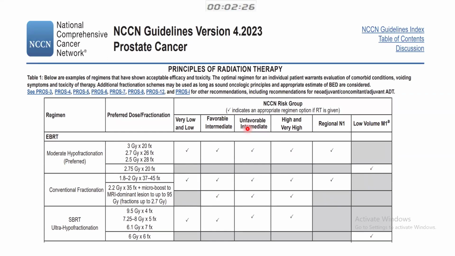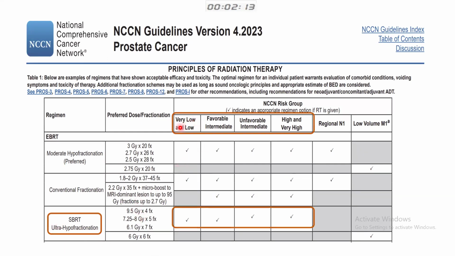So after all this discussion, recently the NCCN guideline in 2023 has incorporated SBRT treatment into all the risk categories from very low to high and very high risk, except regional lymph node positivity. NCCN guidelines even recommend consideration of SBRT of 6 gray in 6 fractions, given weekly in the STAMPEDE trial, as one of the treatment modalities in low volume M1 disease as well. So in those patients also, SBRT treatment of the primary prostate can be an option.